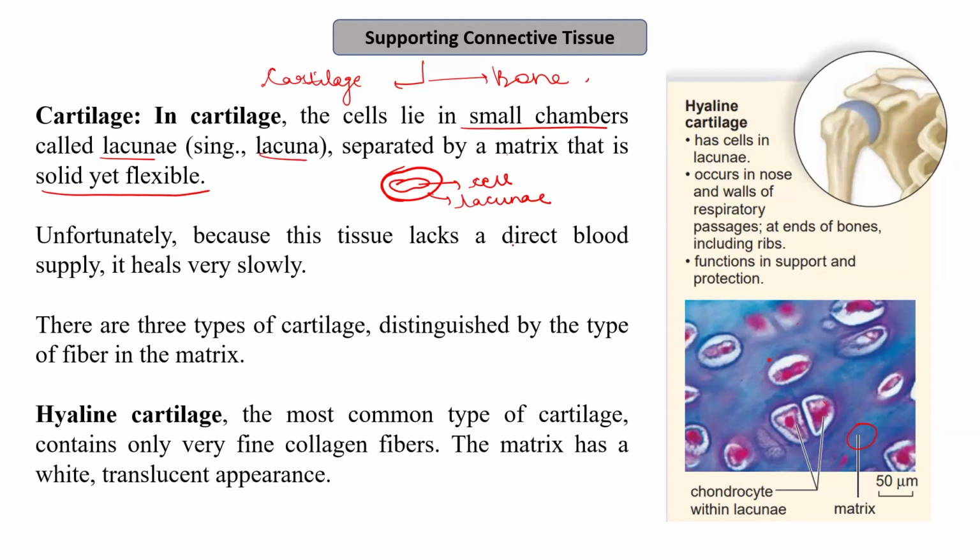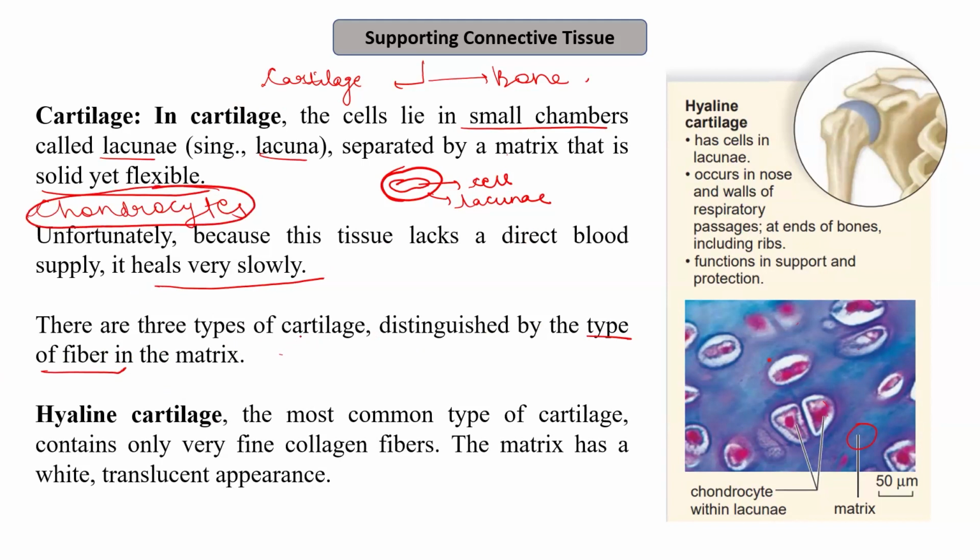Unfortunately, because this tissue lacks a direct blood supply, it heals very slowly. And there are three types of cartilage distinguished by the type of fiber in the matrix. We know that there are different types of fibers like yellow elastic fibers, collagen fibers, and reticular fibers. The specialized cells which are present in the cartilage are the chondrocyte cells. These are the cells that help in the production of cartilage.